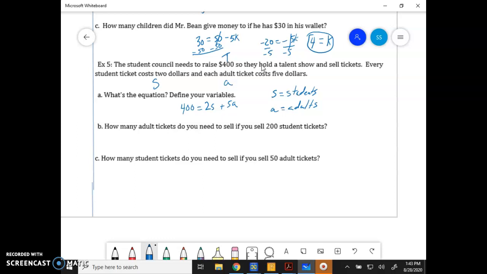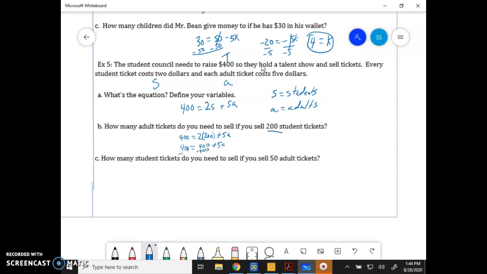All right. So how many adult tickets do you need to sell if you sell 200 student tickets? So all we have to do here, if this is student tickets, we just plug it into our equation. 2 times 200 plus 5a. Well, 2 times 200 is 400 plus 5a. So hopefully you guys are already figuring this out. If we just needed to raise 400 bucks, we just did right there. So hopefully we're seeing where this is going to end up already. But we can go ahead and solve it.